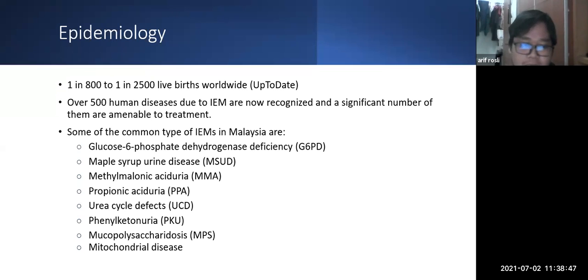The most common are G6PD, maple syrup urine disease, methylmalonic aciduria, propionic aciduria, UCD, phenylketonuria, mucopolysaccharidosis, and mitochondrial disease. Next.